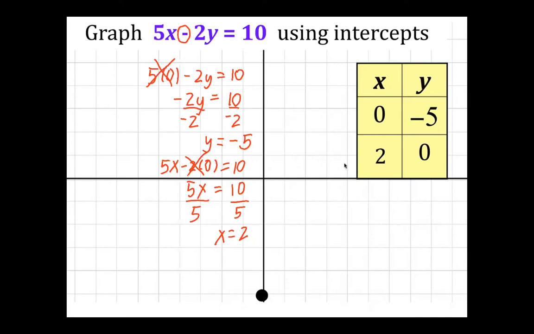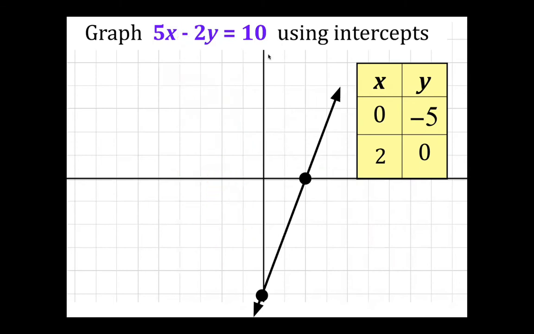And once you've done that, you can plot both of your points. First, I'll plot my y-intercept, which is (0, negative 5), and plot your x-intercept, which is (2, 0), and draw your line through those 2 points. And there's 5x minus 2y equals 10 plotted on your coordinate plane.